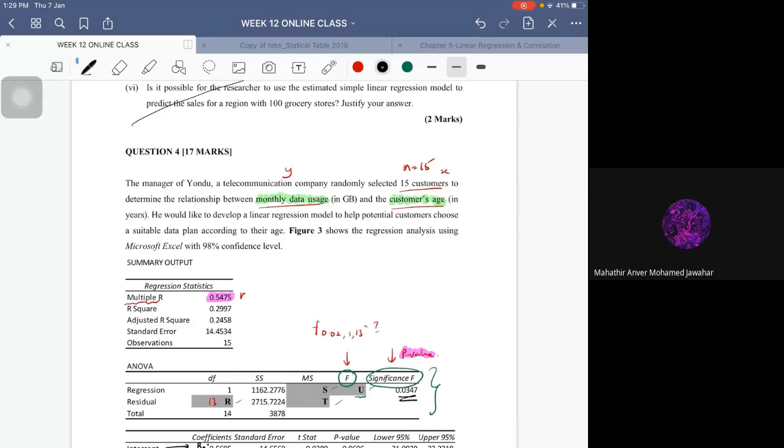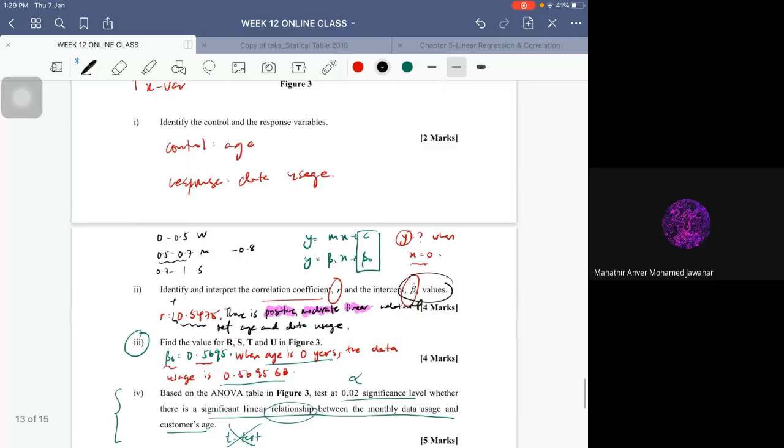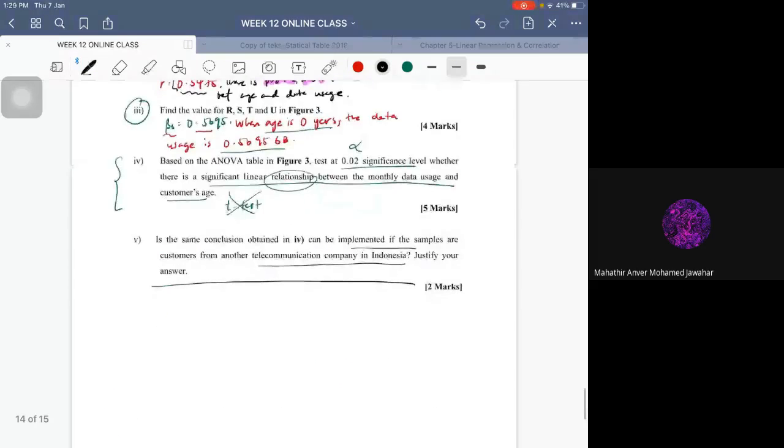I don't think so. It doesn't say where this is conducted, so I'm going to assume that this is conducted in Malaysia. So can we use the same conclusion for a telecommunication company in Indonesia? The answer is going to be no, because we have a different population, and that's it.